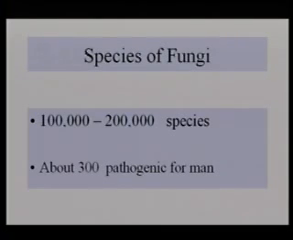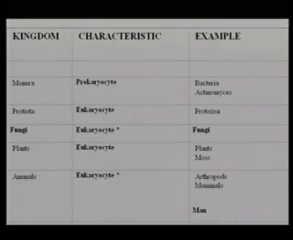It depends on who's counting, but somewhere, anywhere, 100,000, 300,000. You know, in biology, you have some people who lump things together and other people who are splitters. So somewhere between 100, there's a lot of them. But there are about 300 that are pathogenic for man. There are only about 25 that are really important.